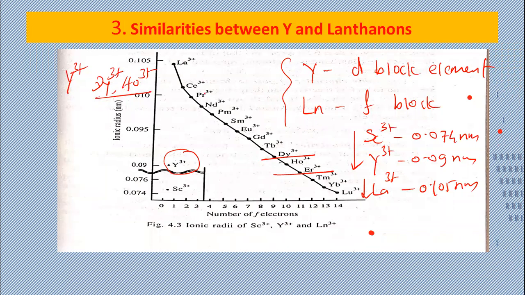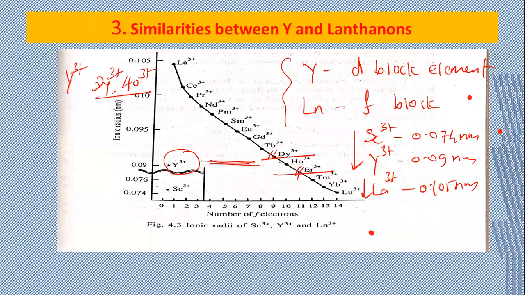And this happens due to the lanthanon contraction effect. There is a decrease in the ionic radius from lanthanum to lutetium. No doubt the ionic radius increases from scandium to the first element, lanthanum. But onwards from lanthanum, there is a decrease in the ionic radii. Therefore, the heavier lanthanons like dysprosium and holmium have the same ionic radii as yttrium. So as the ionic radii are similar, their chemical properties are also the same.